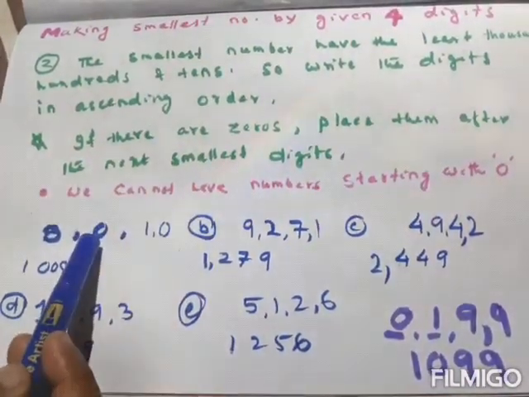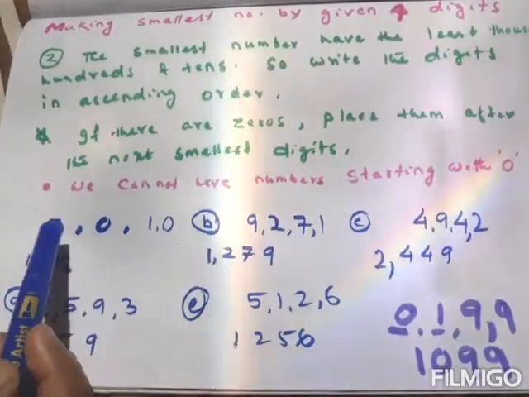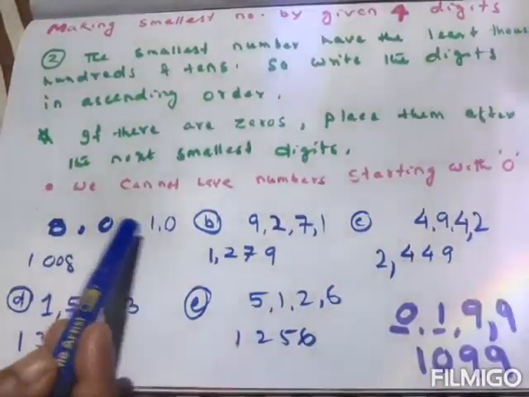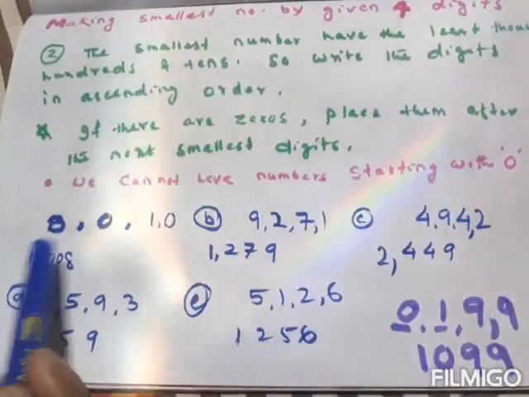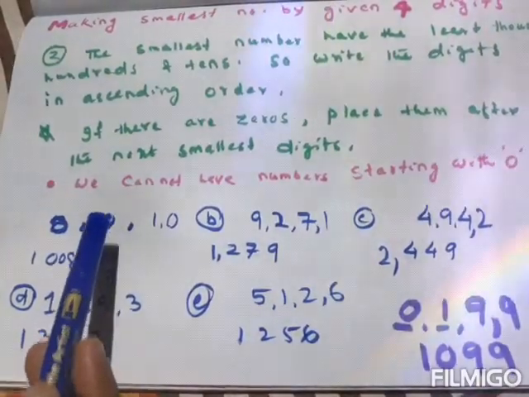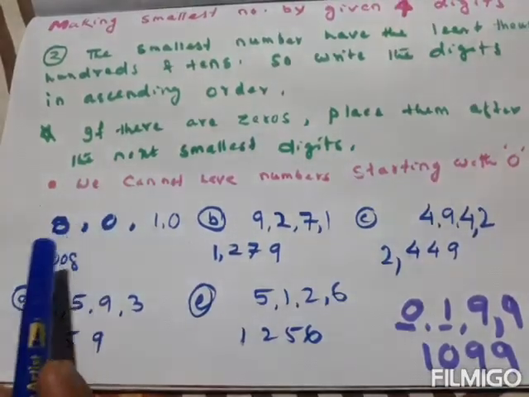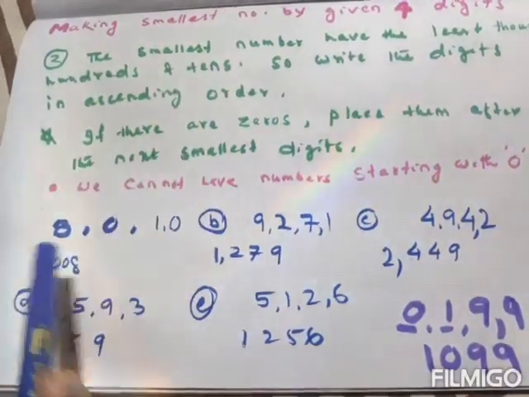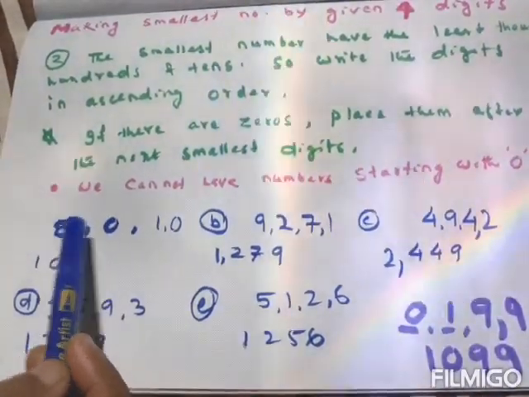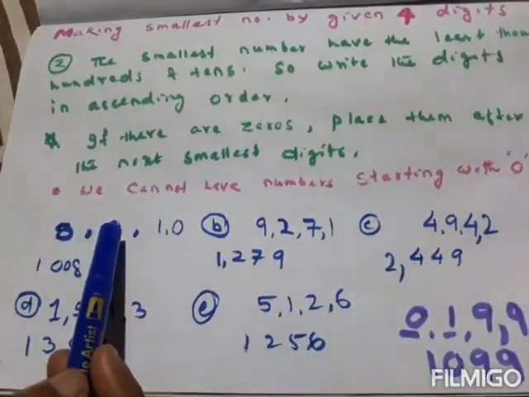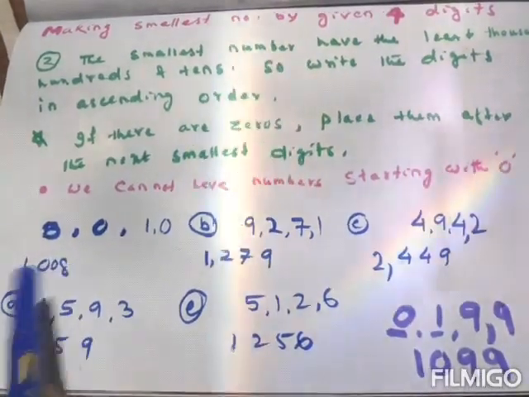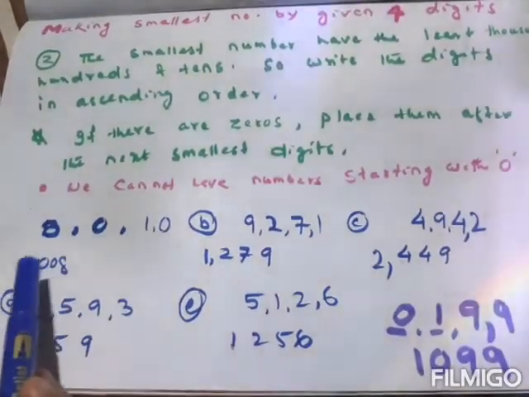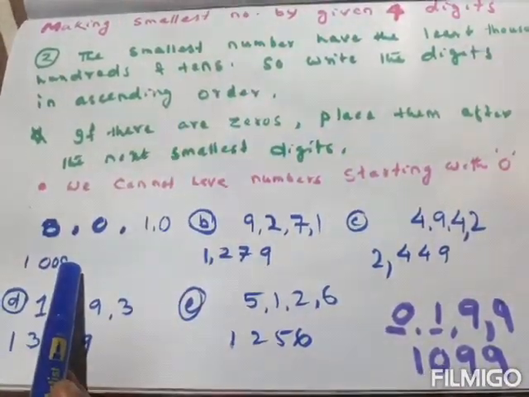We cannot start the number with 0. Among 1 and 8, which one is smaller, children? 1 is the smallest. So I will write 1 here, then now you can put the zeros. So first I write 1 here, then among 8, 0 and 0, which one is smaller? Zeros are smaller, so I will write the 2 zeros here, finally 8. So the number becomes 1008.